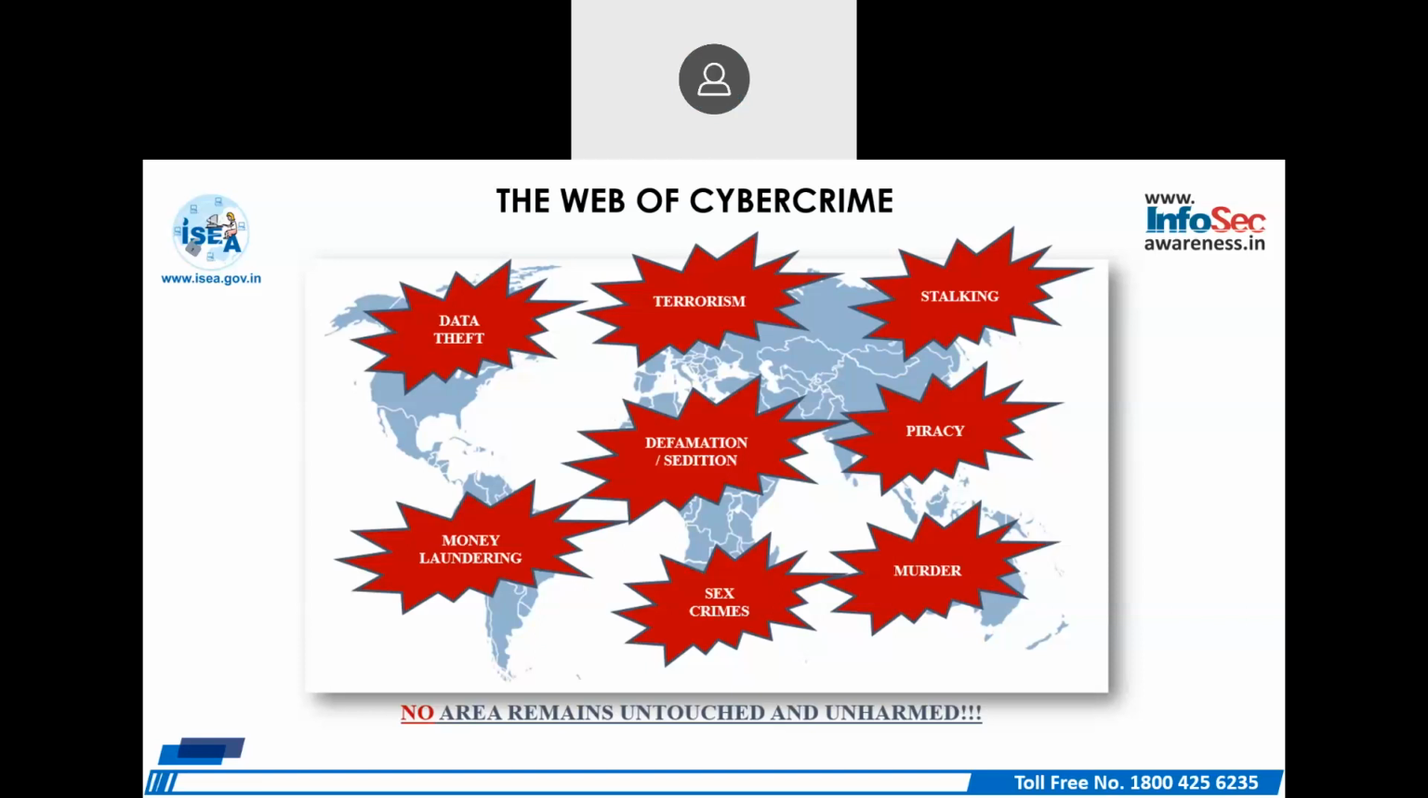So whenever you are facing any kind of cybercrime, don't think that it is limited to the cyber world and won't affect you in real life. It can cause you big losses in your real life also. So please take it seriously.